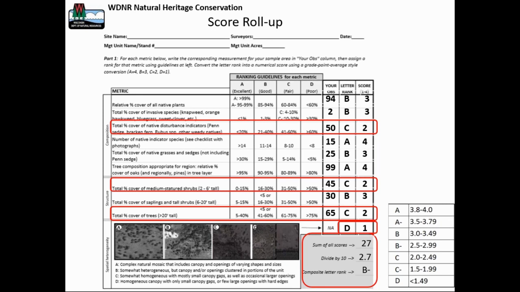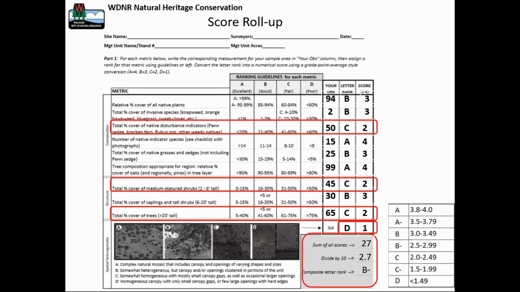Maybe that's pen sedge. That gives you a C rank in that category. Maybe your shrubs and your trees are getting a little overly dense, dragging you down in that category. And maybe the spatial heterogeneity is really poor. And so you need to take some steps to address those particular metrics.